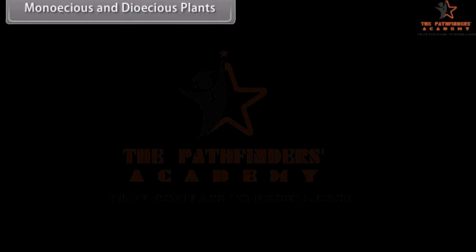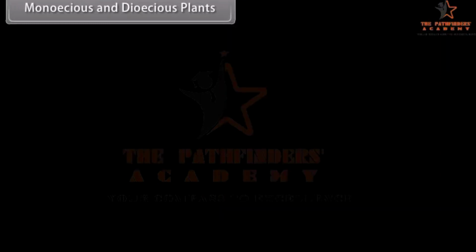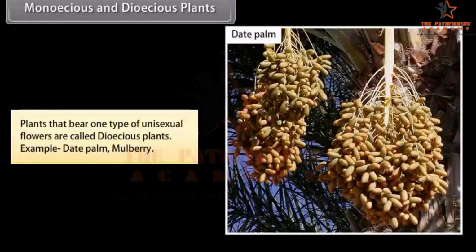Monoecious and dioecious plants. Plants that bear both types of unisexual flowers are called monoecious plants. Example: maize, cucurbit and castor. Plants that bear one type of unisexual flowers are called dioecious plants. Example: date palm, mulberry.